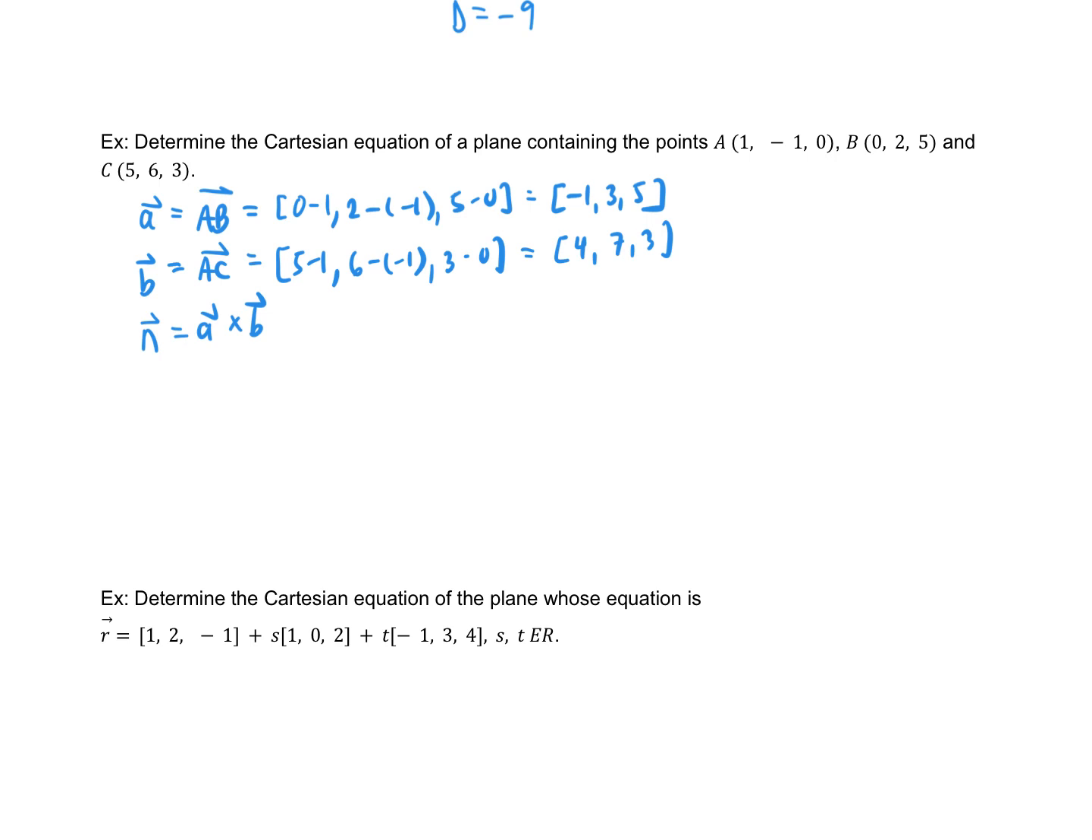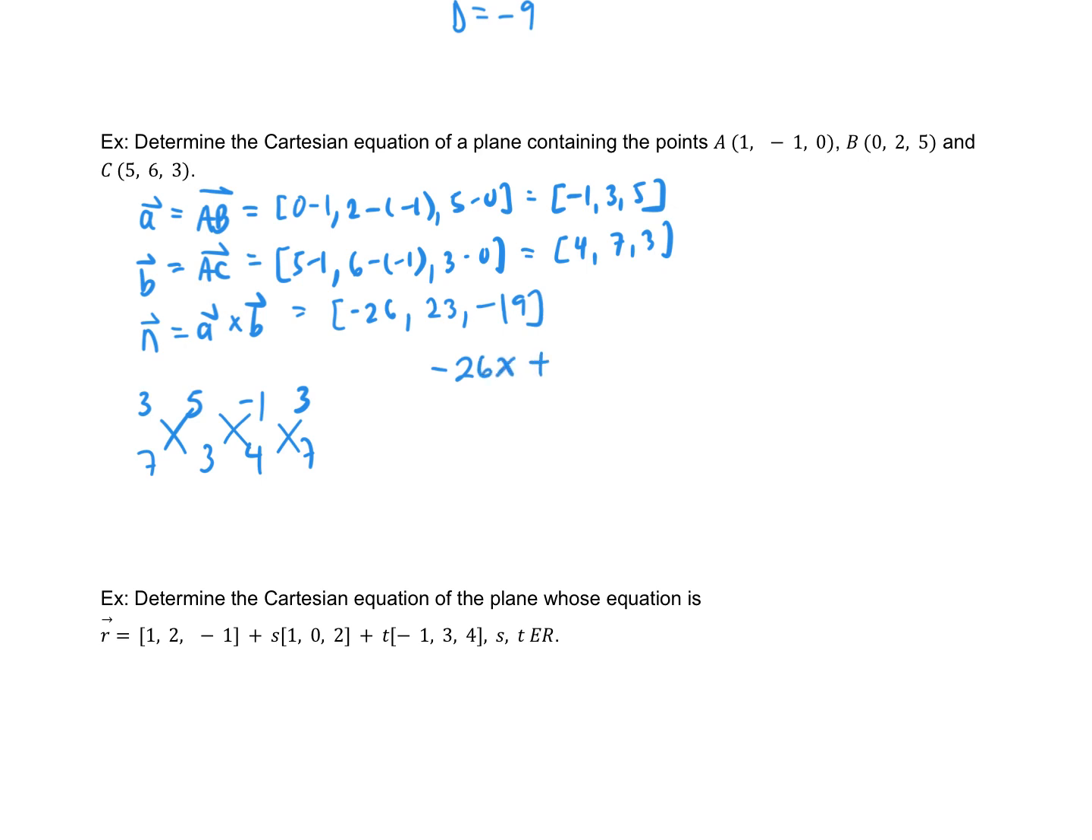All right, so let me do the setup. 3, 5, -1, 3. So I'm starting from that middle component. And now 7, 3, 4, 7. So 3 minus 35 is negative 26. 20 minus negative 3 is 23. Negative 7 minus 12 is negative 19. So now I have A, B, and C in my Cartesian equation.